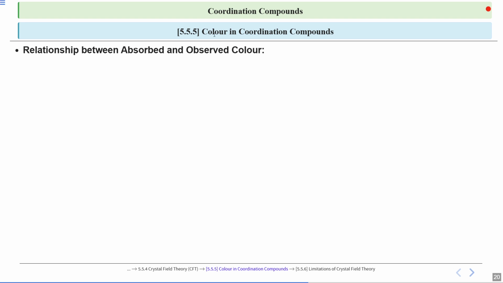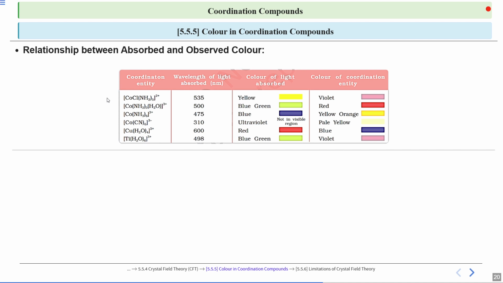Relationship between the absorbed and the observed color. Absorbed means the color of the light that it has absorbed. Observed means the color that it is showing, in which it is appearing. You can see this table having 4 columns: the coordination entity, the wavelength of light it is absorbing in nanometers, the color of light that is absorbed by the complex, and the color of the coordination entity that is shown by the complex.